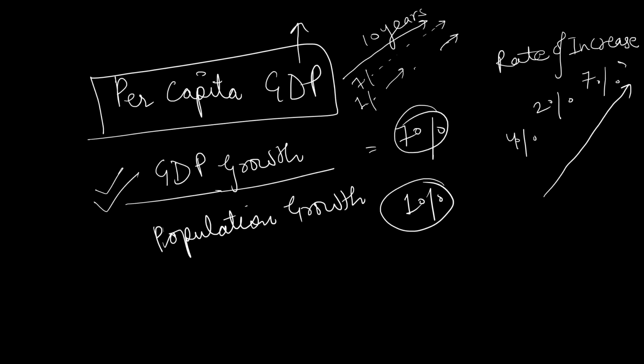Per capita GDP, by which we can check how much GDP is available per person.